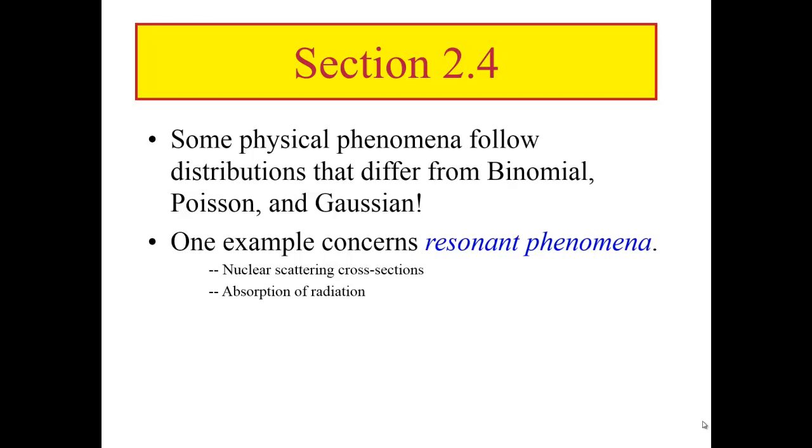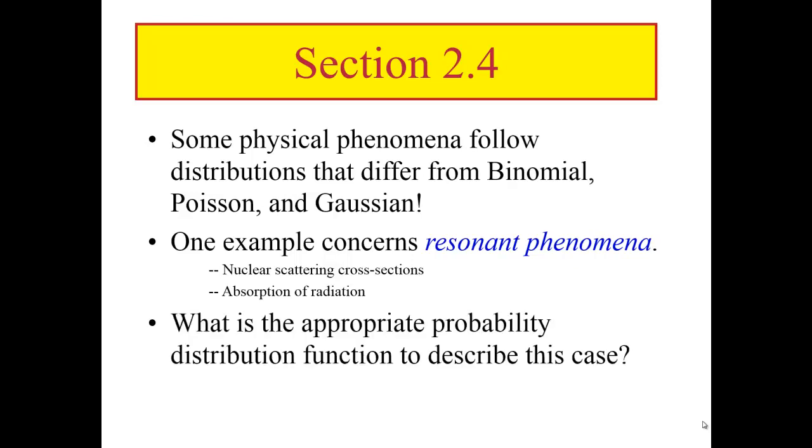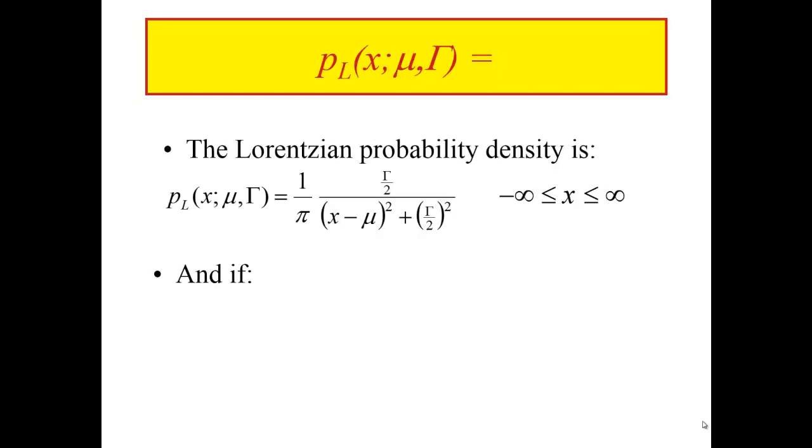So you might have seen spectral plots with peaks representing either emission or absorption of radiation. And the shapes of those peaks are not the same as the binomial, Poisson, or Gaussian functions. They're actually something completely different. And you can predict what that is based on the solution to differential equations that govern those phenomena. So we have a name for that function. It's called the Lorentzian probability function.